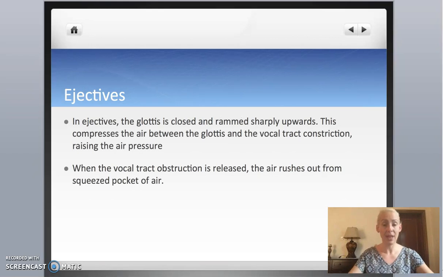So the first type of sounds that are made using glottalic airstream are ejectives. In ejectives, what happens is you close the vocal folds, you close the glottis, and the air is trapped in this area. When you do that, you can change the pressure of the air by moving your glottis a little bit. So when you compress the air between the glottis and wherever else the constriction is in the vocal tract, and then you open it, the air will come out because you have created an area of higher pressure.